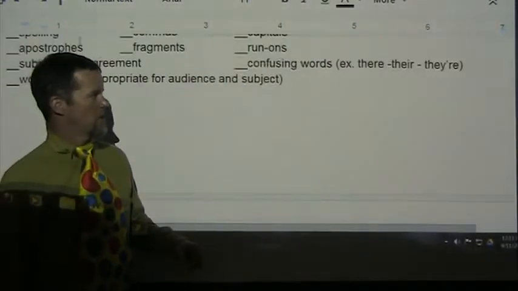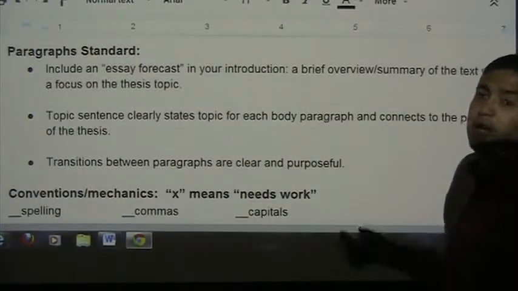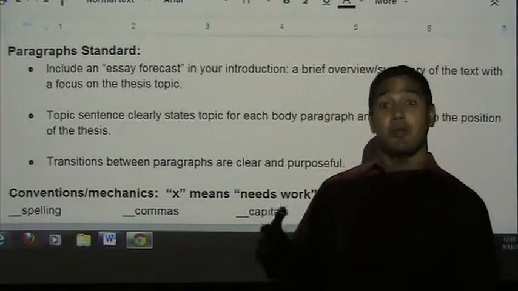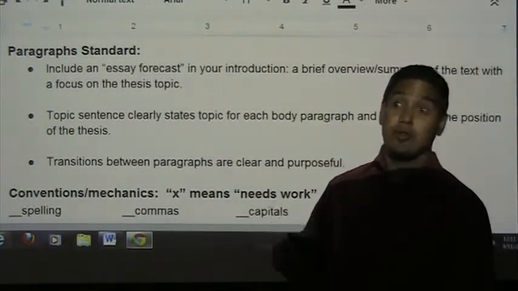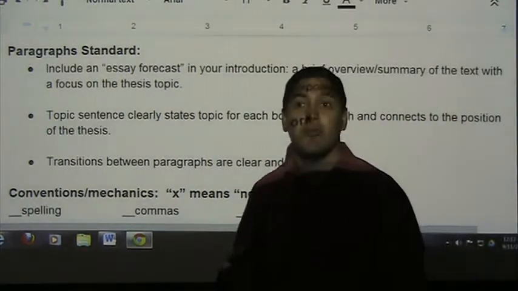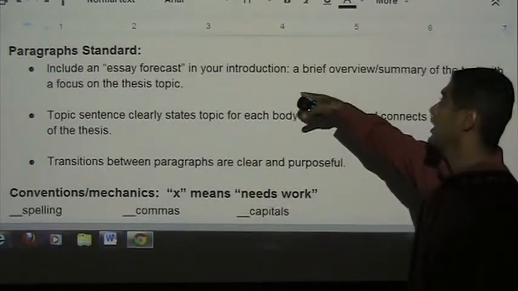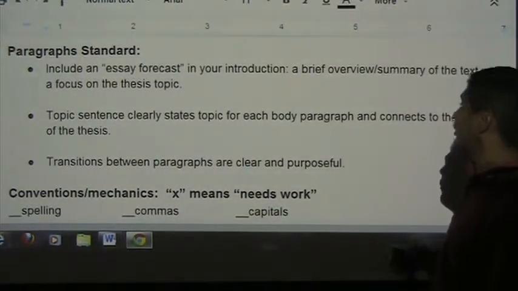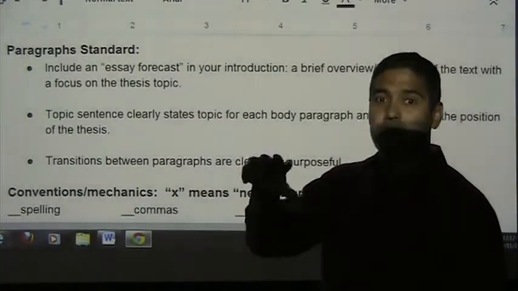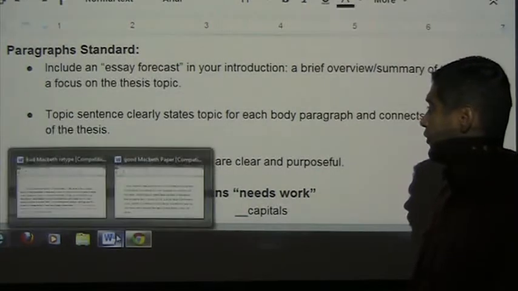Before we make that transition, when we talked about this, we also said that we're going to be looking at essay forecast. Essay forecast shows up in your introductory paragraph. Actually it should be the first pieces of information that we as a reader will get from you as a writer. When we look for essay forecast, what we're looking for is a brief overview or summary of the text with the focus on the thesis topic. So those are the two elements we're going to be looking at, and to do so, like I stated earlier, we're going to take a look at a couple samples.